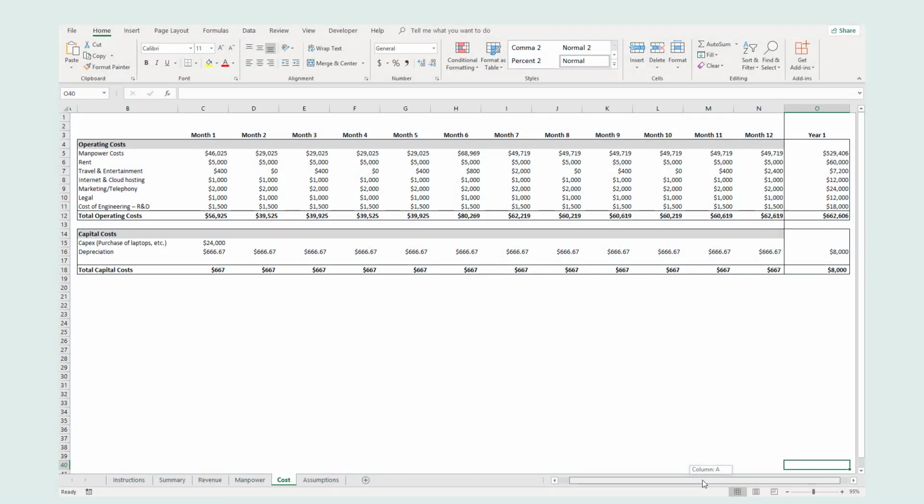Let's assume that laptops can be depreciated over 3 years, and you're spending $24,000 in buying laptops at the beginning of your process. Your cash flow is $24,000 out, but you'll depreciate the $24,000 over 3 years at $8,000 a year, or $666 per month for capital equipment.